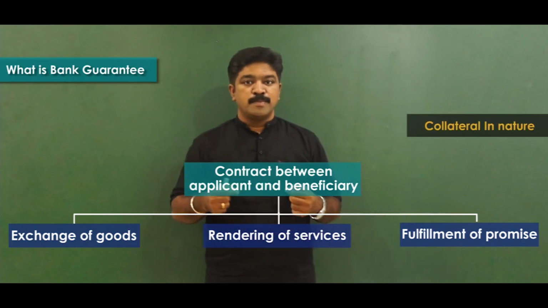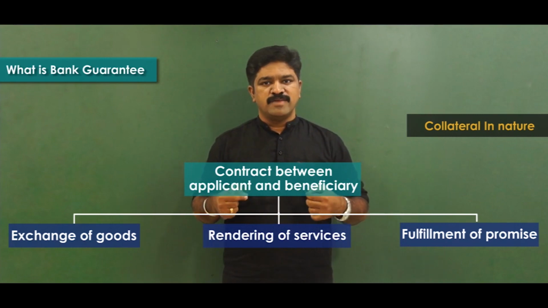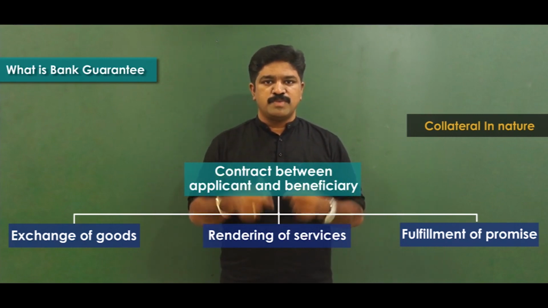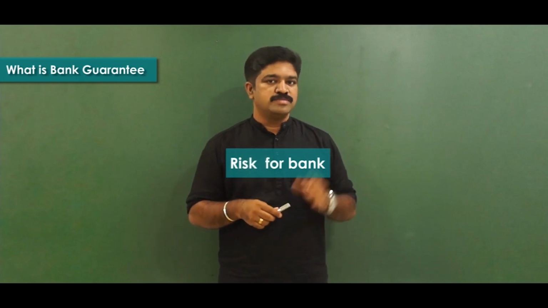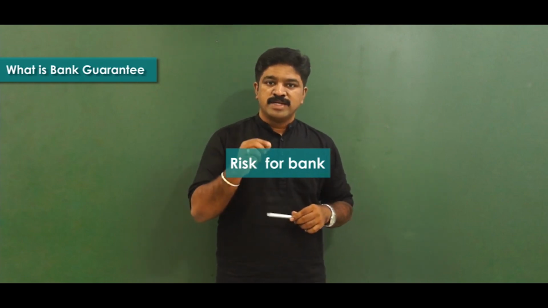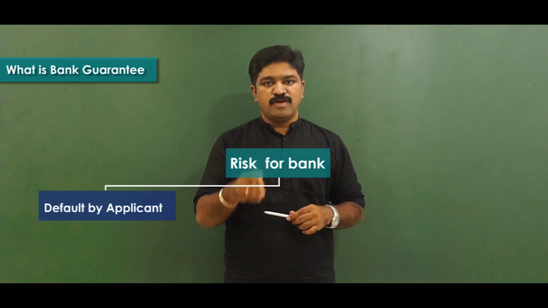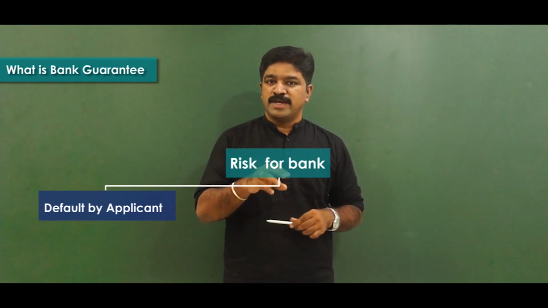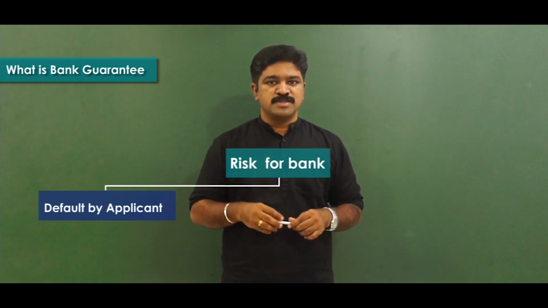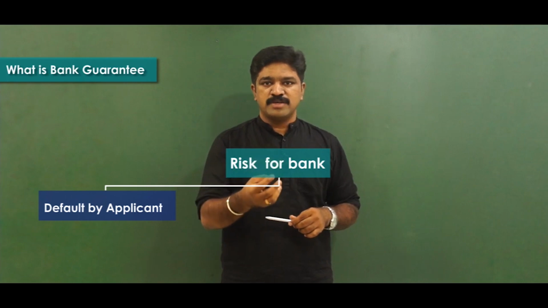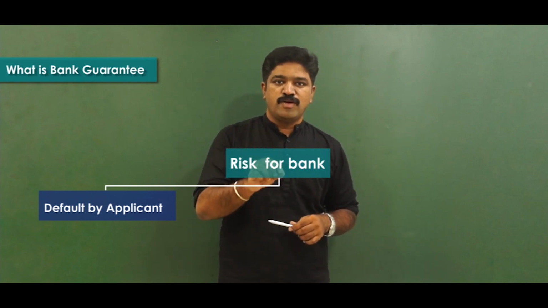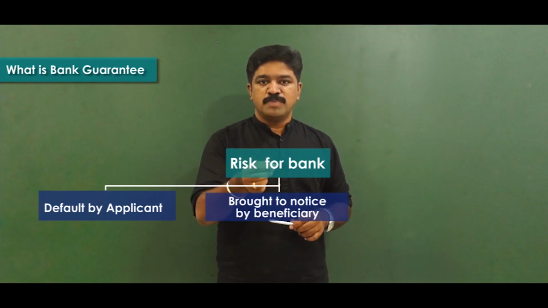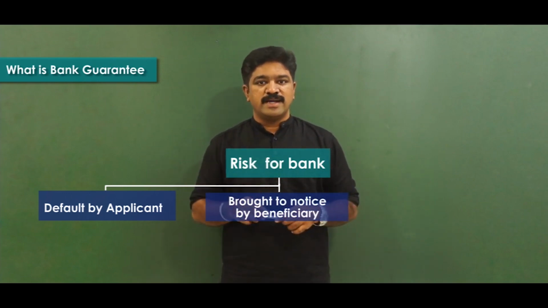Now let's say bank is going to give guarantee in favor of a beneficiary on request by applicant. What is the risk bank has with regard to guarantee? See, risk arises in the event of default by applicant. That is, applicant is supposed to perform some promise or make some action and he is not doing that. Then if the default is brought to the notice by beneficiary, then the guarantor should perform the promise.